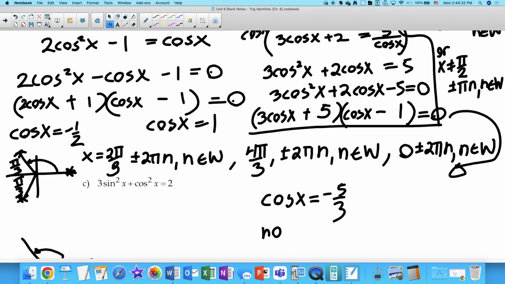Okay, and then the other one is that cos x equals 1. And that happens starting at 0 every 2 pi. So x equals 0 plus or minus 2 pi n.